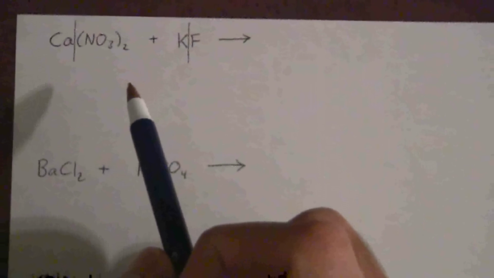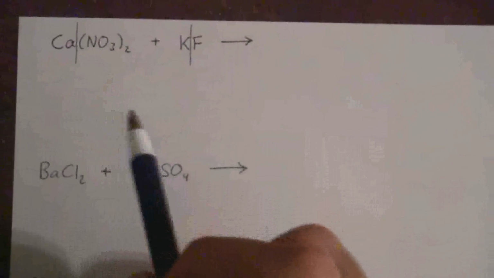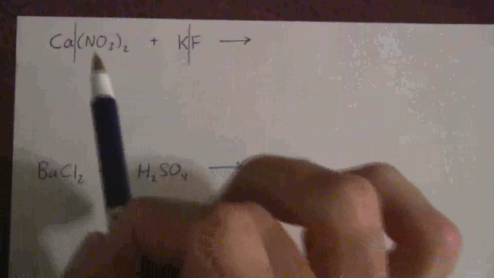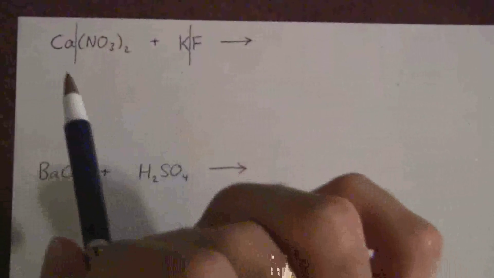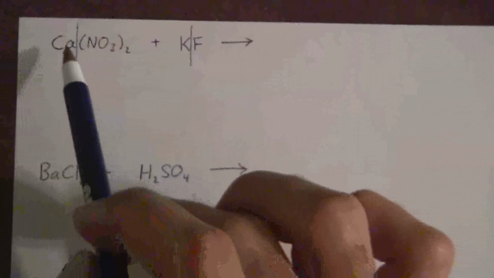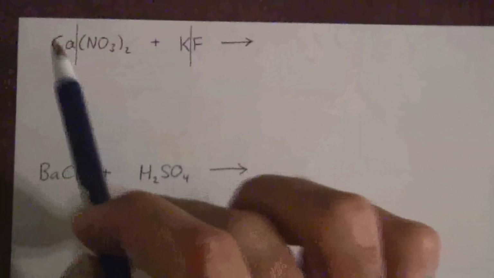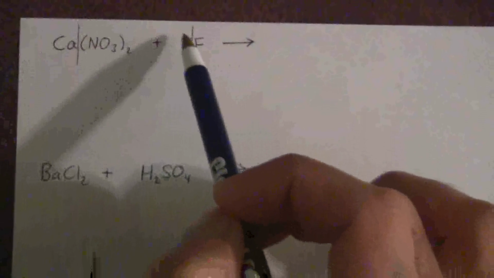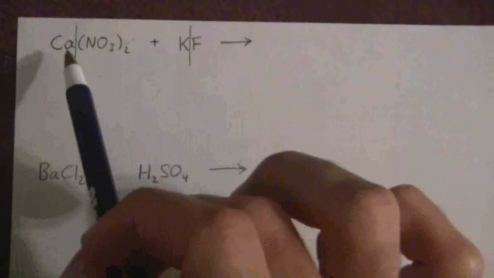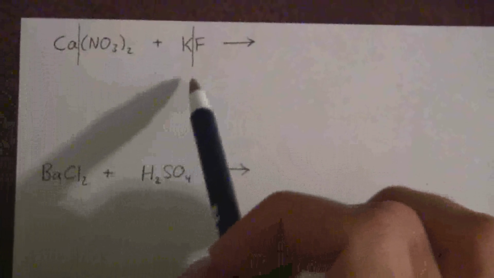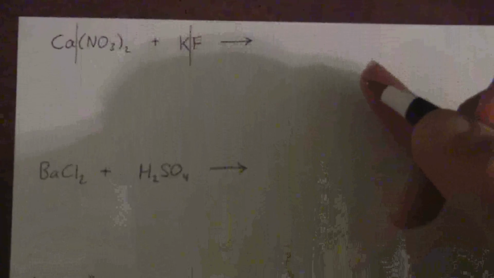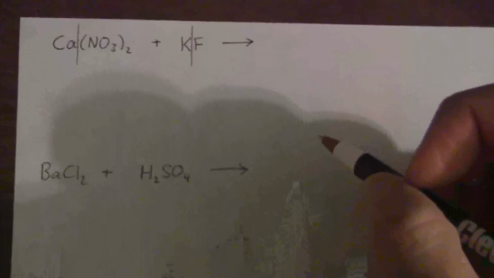That would be a special kind of reaction. It might do that, but for the types of reactions that we'll be predicting products for, we're going to leave any ions the same, and the only thing that's going to happen is the cation from the one compound will join the anion from the other. And so they kind of switch partners. The calcium, instead of being with nitrate, will be with the fluoride. And the potassium, instead of being with the fluoride, will be with the nitrate. Okay, so those will be our products.